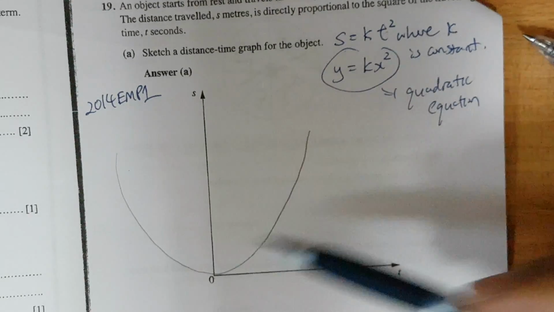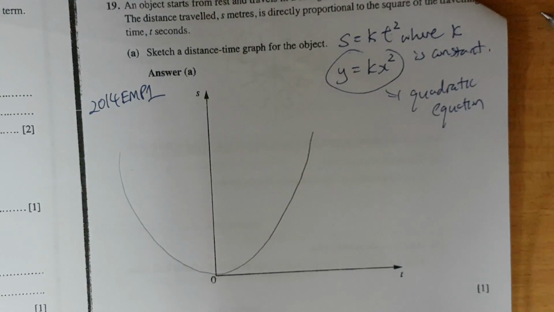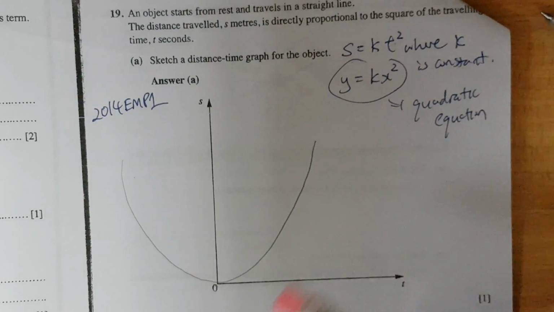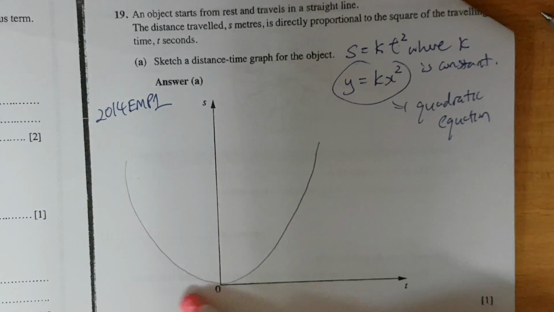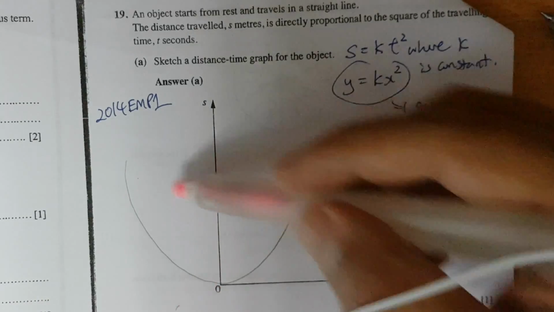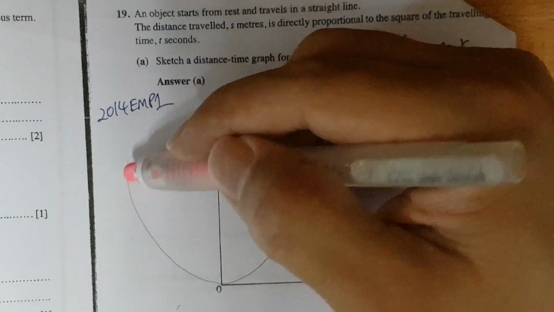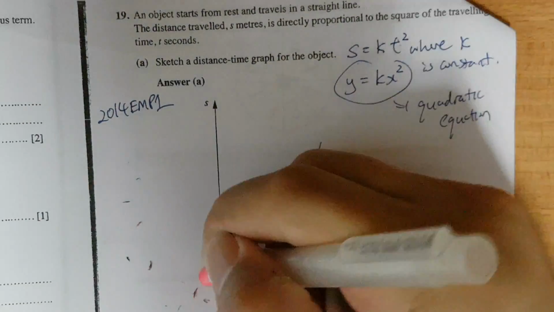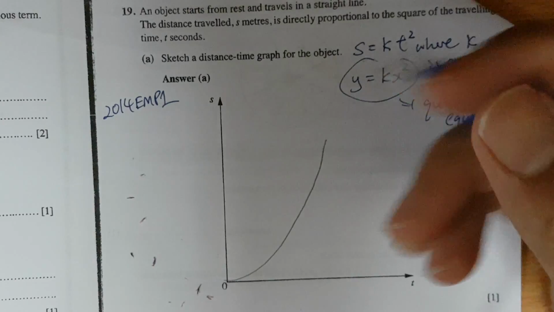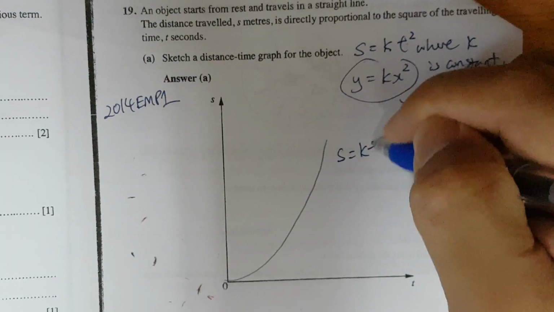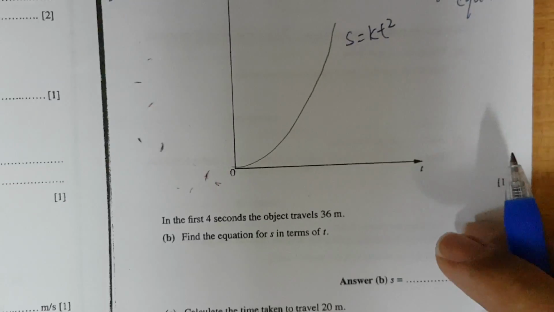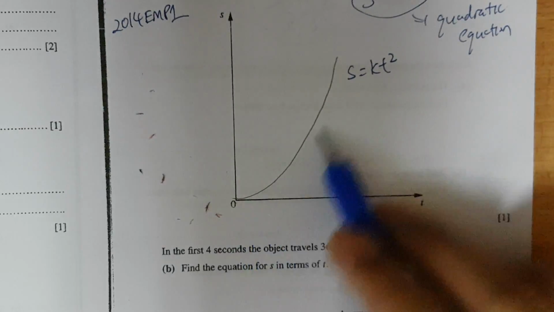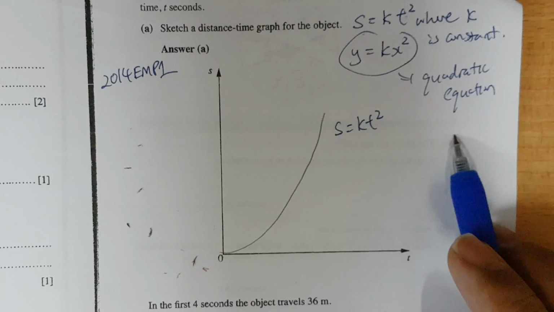Okay, so if I were to draw the quadratic graph like that, it does not fit into the context of the question, because time cannot be negative. Time cannot be negative. So this portion of the graph we should erase, okay? Because time cannot be negative. So this is the graph s equals kt squared. Alright? So for part B, this is a quadratic curve. Make sure you draw a curve, not a straight line, because it's a quadratic equation.